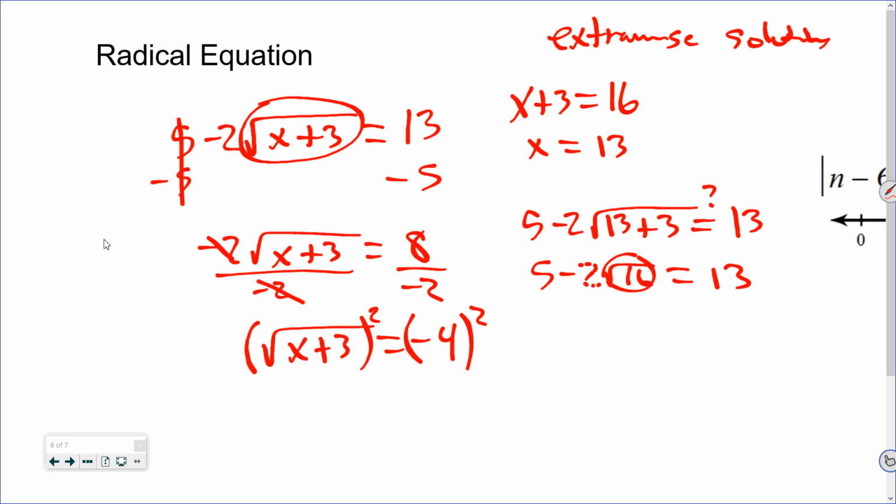Square root of 16 is 4. 4 times 2 is 8. So 4 minus 8 equals 13. 5 minus 8. 5 minus 8 is a negative 3. Hey, that doesn't equal 13.